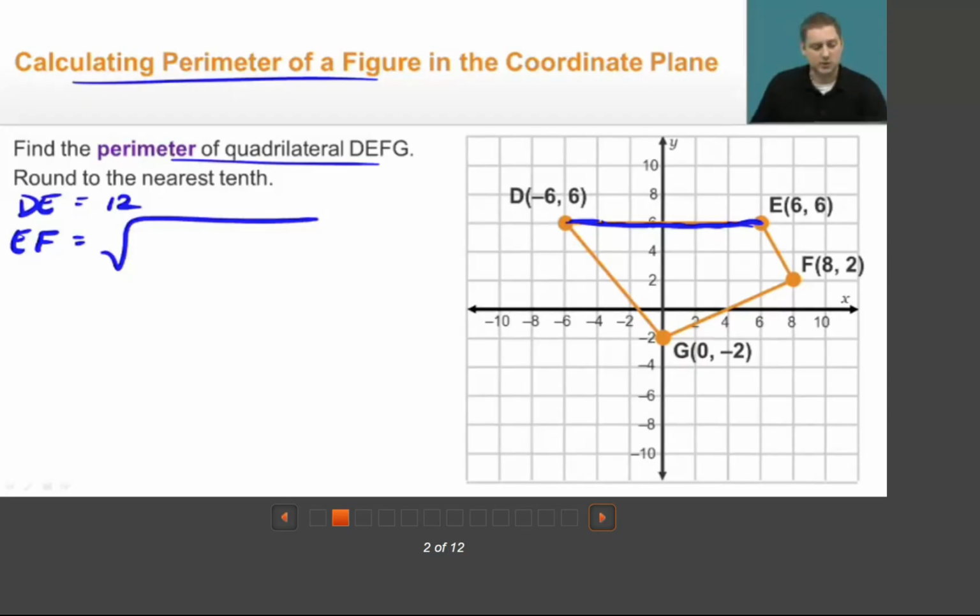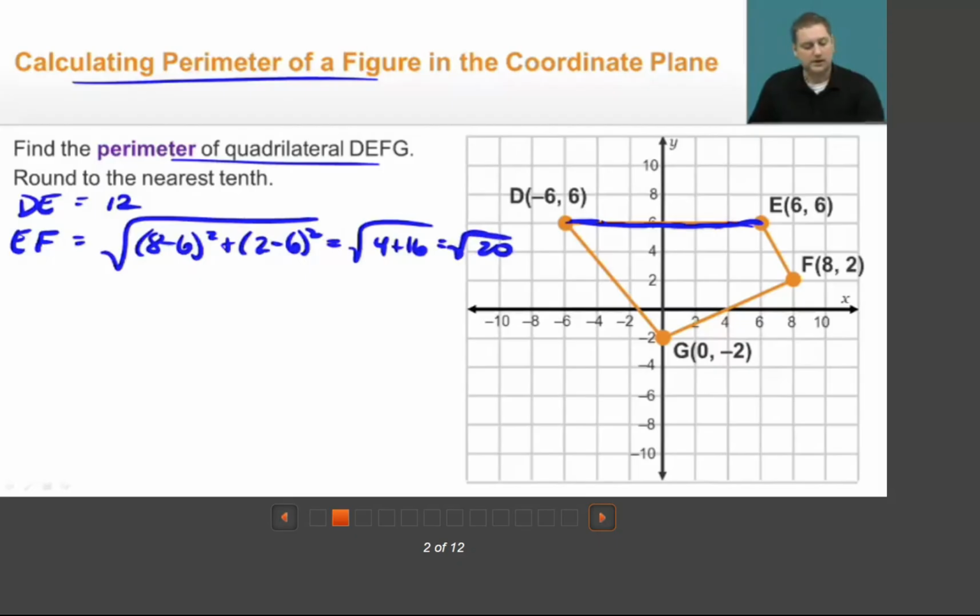This is going to be the square root of 8 minus 6 quantity squared plus 2 minus 6 quantity squared. Using F as my second point, E is my first point. So 8 minus 6 gives me 2. Squaring that value gives me 4. And 2 minus 6 is a negative 4. If I square that, I get a positive 16. So this becomes the square root of 20. The square root of 20 can actually be reduced as 2 square root of 5. You could figure that out using prime factorization. So let's move on to FG.